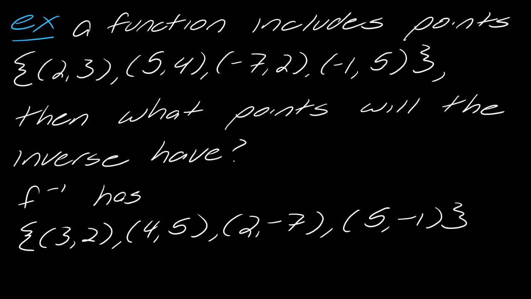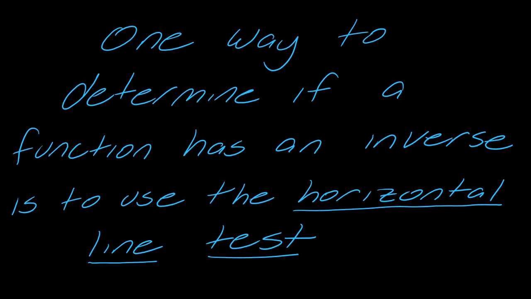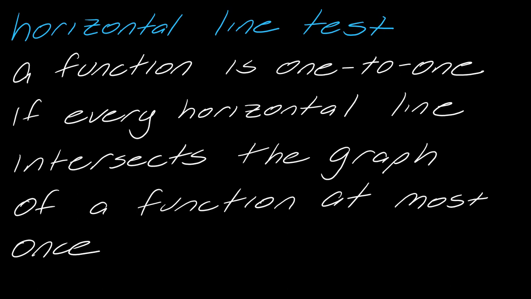Now, something that's very important is not all functions have an inverse, but a very easy way to determine if a function has an inverse is to use what's known as the horizontal line test. The horizontal line test says that a function is one-to-one if every horizontal line intersects the graph of the function at most once. So if you can determine that a function is one-to-one, then you know it has an inverse. The horizontal line test is a very easy way to figure this out.